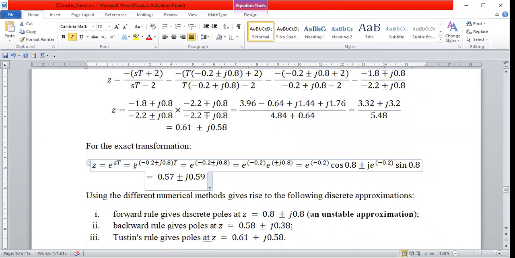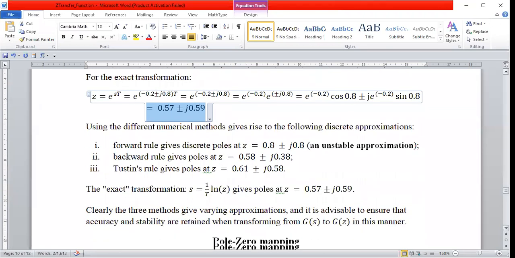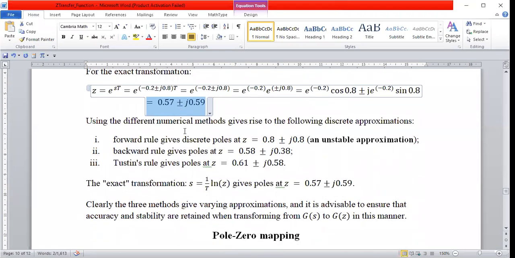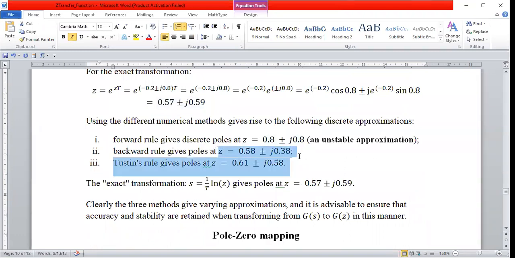Then, like we did, you plug in the value of S. S is equal to minus 0.2 plus or minus j 0.8. Then our T is 1. So you can track through the mathematics, you get this. So in summary, using the 3 different numerical methods, for the forward rule, we got our Z to be this. For the backward rule, we got our Z, the poles of the system, to be this.